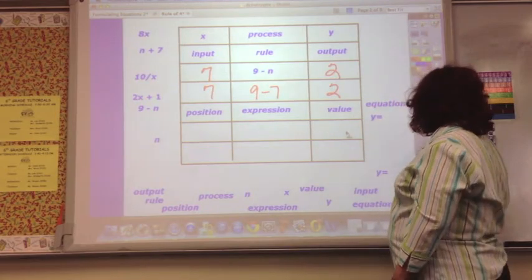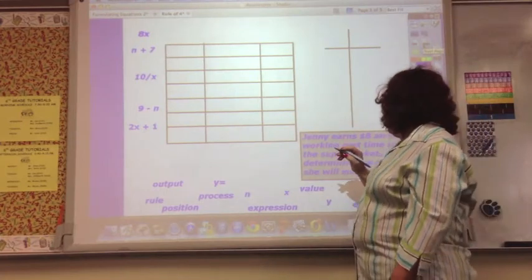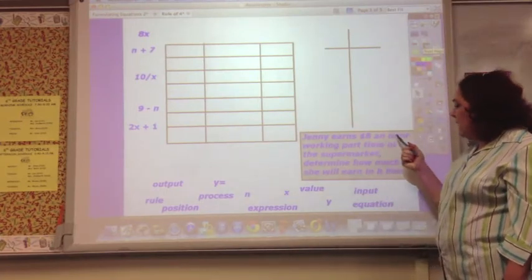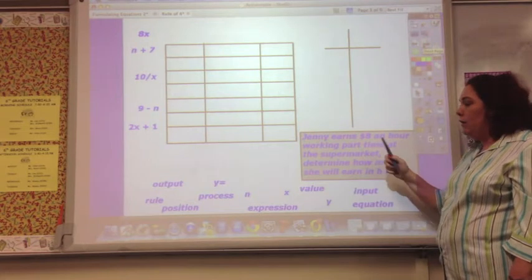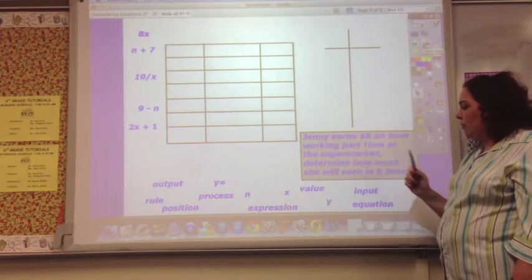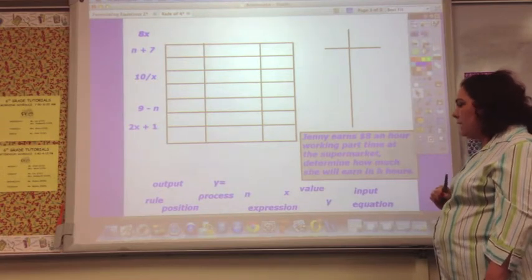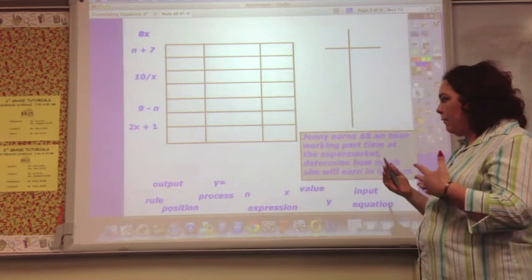And we're going to work through some problems, some examples. And this says Jenny earns $8 an hour. This is the situation. Jenny earns $8 an hour working part-time at the supermarket. Determine how much she will earn in each hour. Okay, so we're doing different variables.